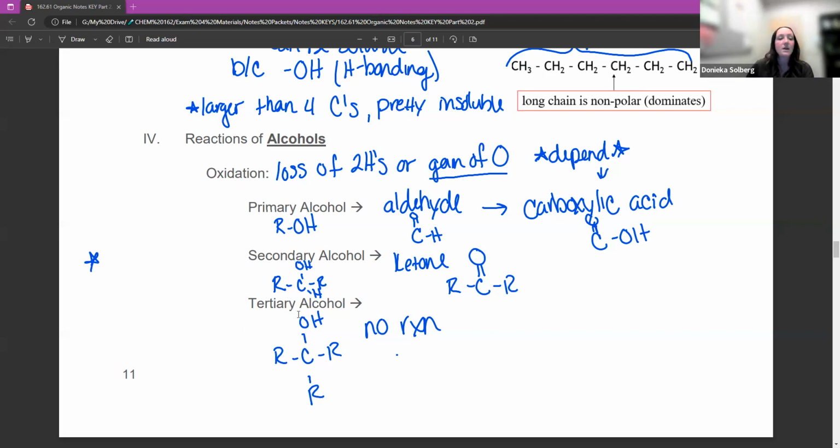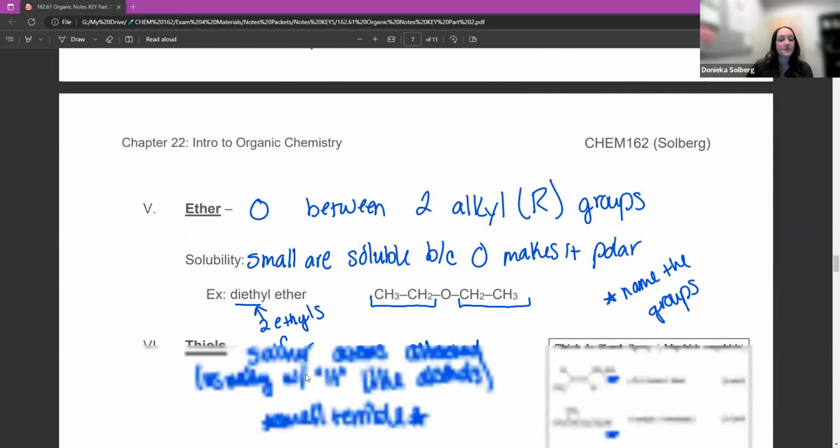It's impossible. So if I ask what happens, or I want you to draw what happens in an oxidation of a primary, secondary, or tertiary alcohol, this is what you're going to get. Primary is going to turn into a carboxylic acid. Secondary is going to turn into a ketone, and tertiary will not react. So it depends on what kind of alcohol it is.